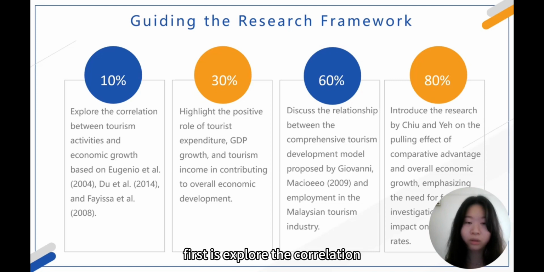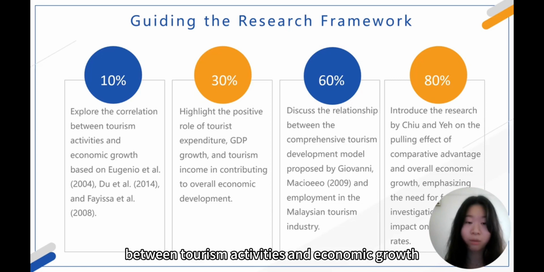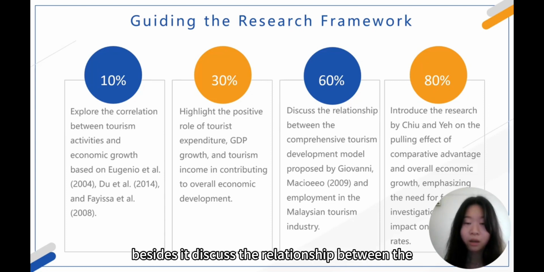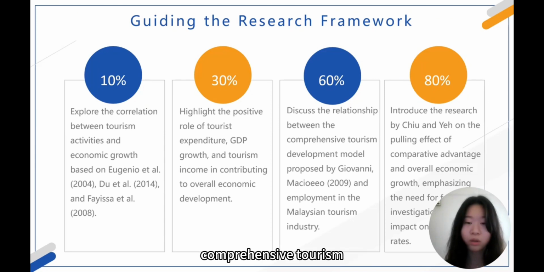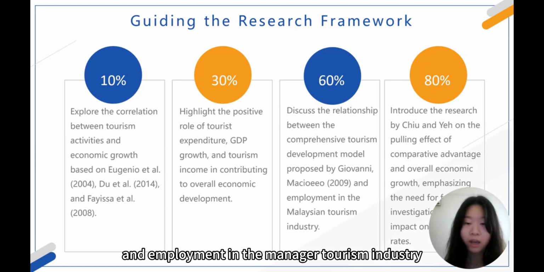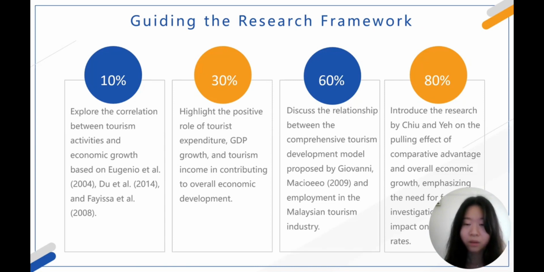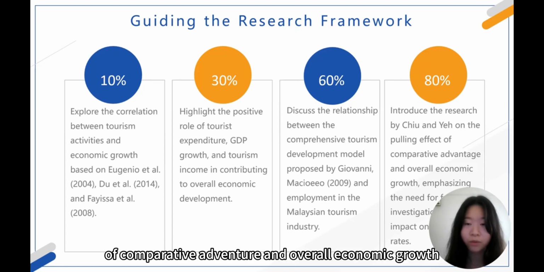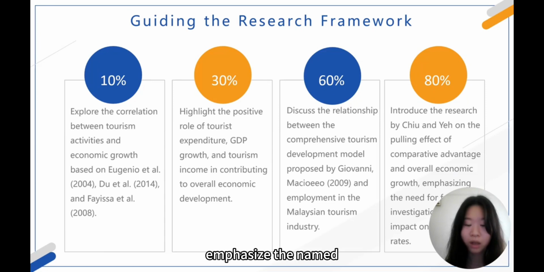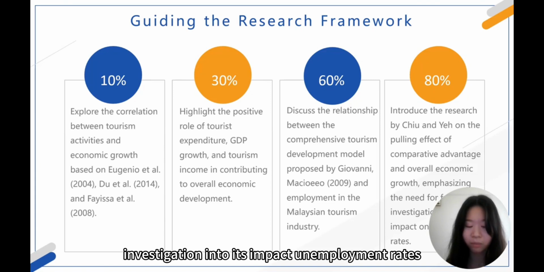First is to explore the correlation between tourism activities and economic growth. The next is to highlight the positive role of tourist expenditure, GDP growth, and tourism income in contributing to overall economic development. Besides, it discusses the relationship between the comprehensive tourism development model and employment in the Malaysia tourism industry. The next is to introduce the research on the pooling efforts of comparative advantage and overall economic growth, and emphasize the need for further investigation into its impact on employment rates.